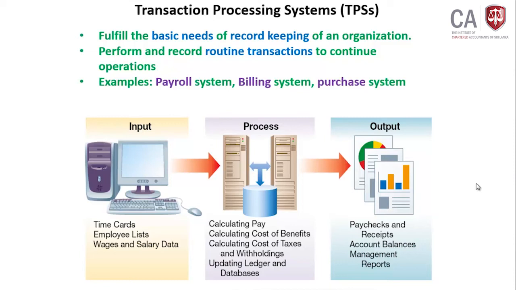There can be a billing system, where the cashier bills for the products and takes money. And there are some other systems, like the purchasing system and procurement system. Those are required for doing transactions in the organization. So, for doing transactions in the organization, these TPS, Transaction Processing Systems, are required.